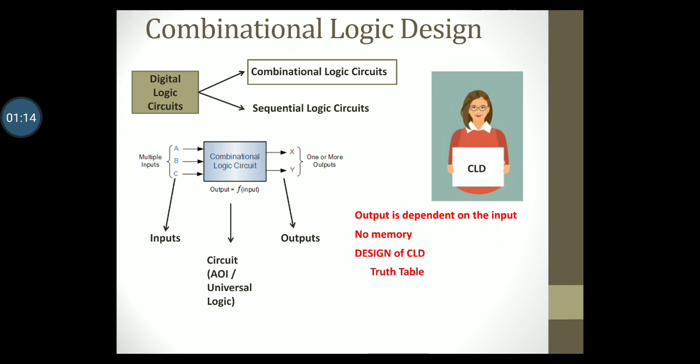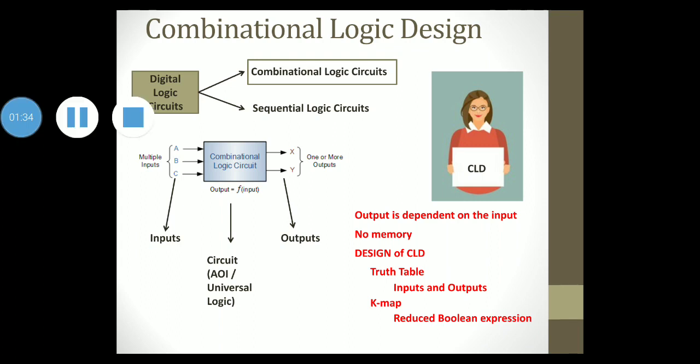You start by writing a truth table. The truth table will help you to identify the inputs and outputs that are needed in the circuit. Next, based on the truth table, you plot the K-map. The K-map will help you to get a reduced Boolean expression required to implement the circuit. Lastly, you draw the diagram either in AOI logic or universal logic.